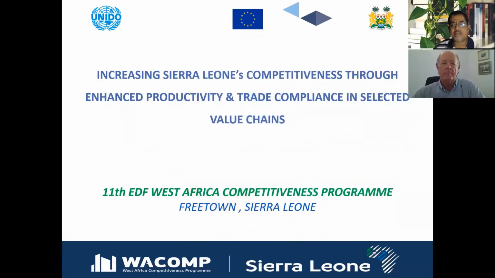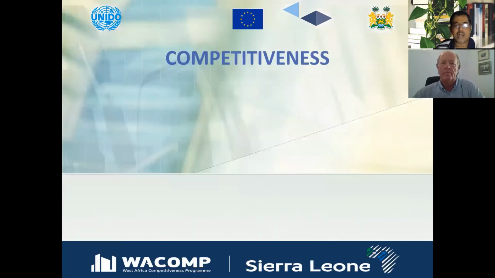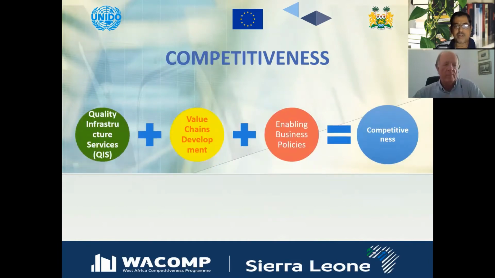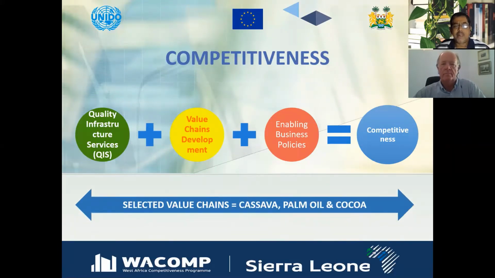As you know, in the last module 1, I briefed you about this project. This is an EU funded project under the 11th EDF, and UNIDO is basically the implementing agency. This is the West Africa Competitiveness Project for Sierra Leone. Under this project, there are basically 3 main areas. One is the quality infrastructure services. This is the testing, certification, and these kinds of services in the country.